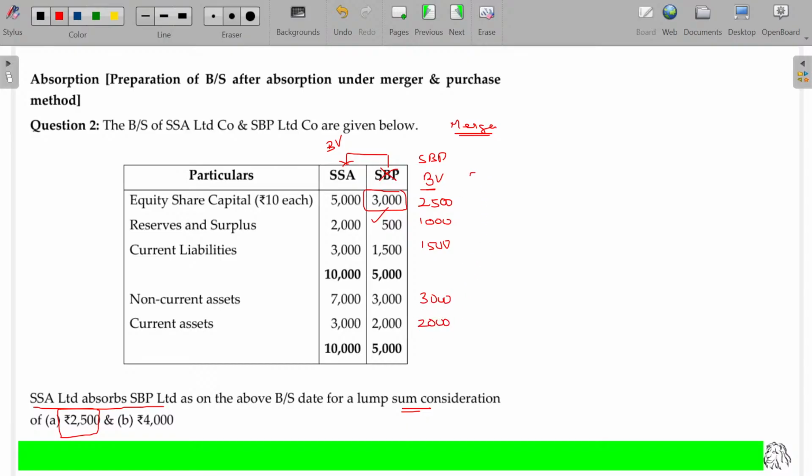Now, SSA after absorption, SSA after merger. You have to add up these two. 5,000 plus 2,500 is 7,500, 2,000 plus 1,000 is 3,000, 3,000 plus 1,500 is 4,500, and 7,000 plus 3,000 is 10,000, 3,000 plus 2,000 is 5,000. This is the new balance sheet after the merger. 15,000 is the final value. If I follow the purchase method, what happens?